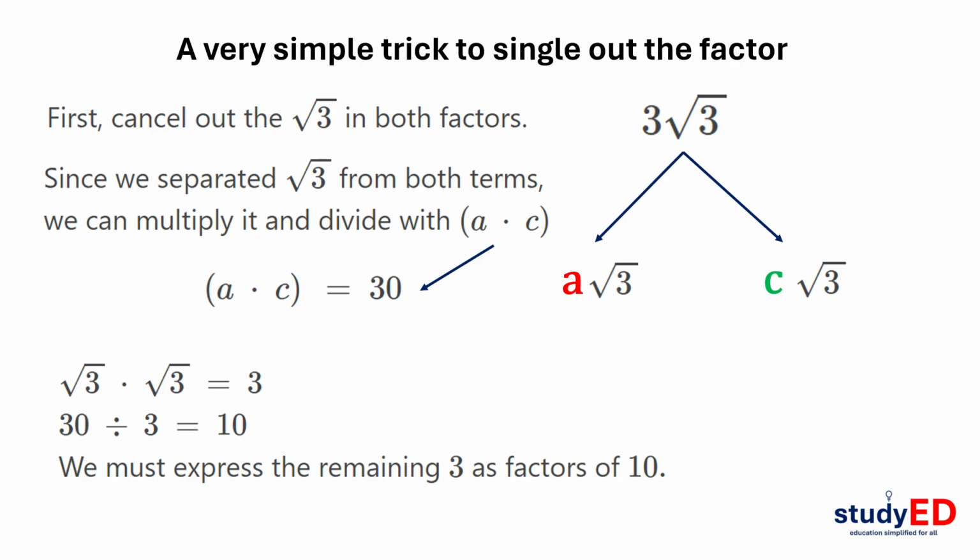So, you divide that 3 with the 30, or the remainder that you get after multiplying them. Root 3 into root 3 is 3. Divide that and you get 10. Meaning, after cancelling out this root 3 over here, right? I'll explain it with a short diagram here. After we remove this root 3 from the term by expressing it over a root 3 and c root 3, we get 10. Meaning, you see this main term over here, 3. This must be expressed as factors of 10. Understood? Let's move on to the second part of it.